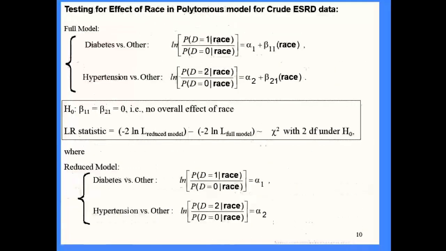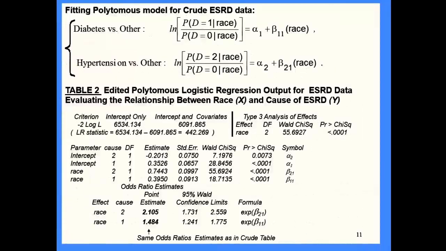If I run this model with this data set on the 3,000 people, and I'm not controlling for anything else, I'm just using a 3x2 table, I'm going to get 2.105 and 1.484. This is the way I can run a model to get that, and I also get confidence intervals. The formula 2.105 is e to the beta 2.1, and the formula 1.404 is e to the beta 1.1.